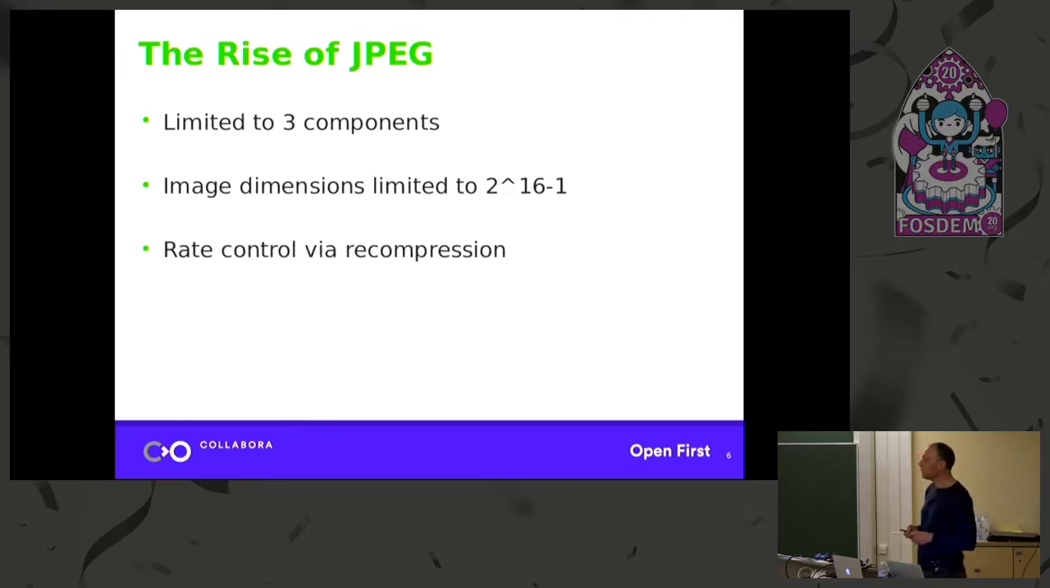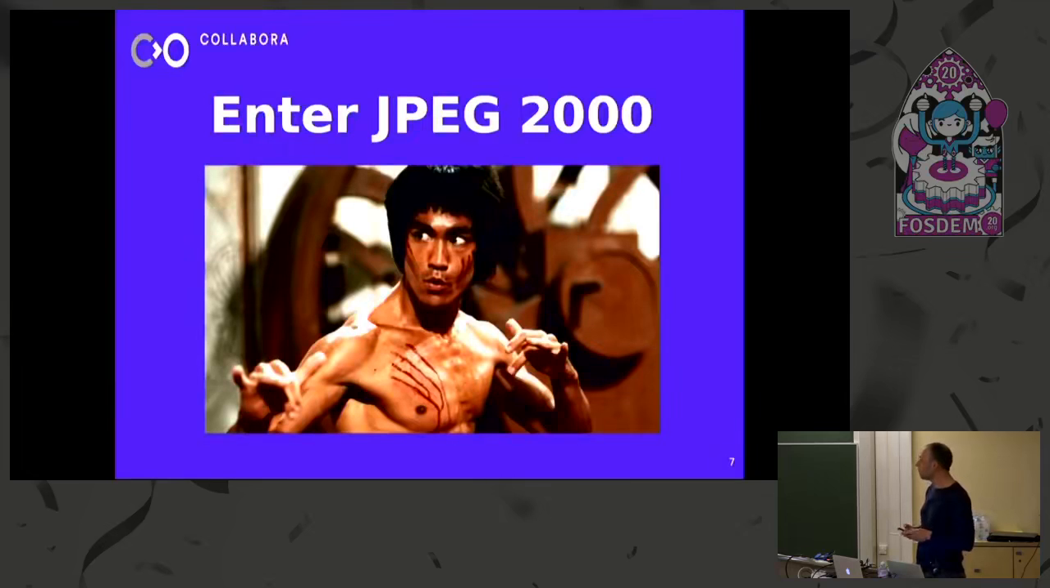And one of the big issues is rate control. So the only way to actually target a specific rate for an image is to continually recompress until you get down to that target size. And each time you recompress, you're losing data. So it's really not ideal. So those were the limits that gave rise to JPEG 2000, which was supposed to address these limitations, but it also added a whole bunch of new features, which I'm going to go into in a moment.